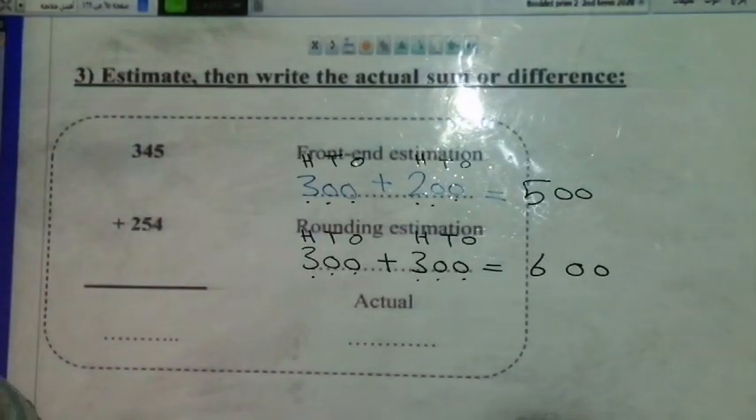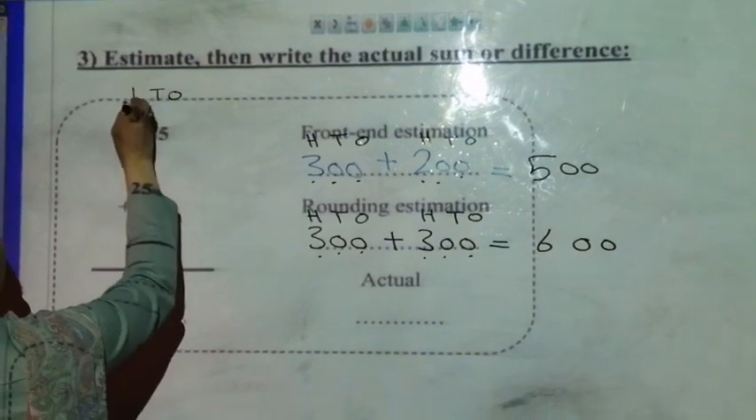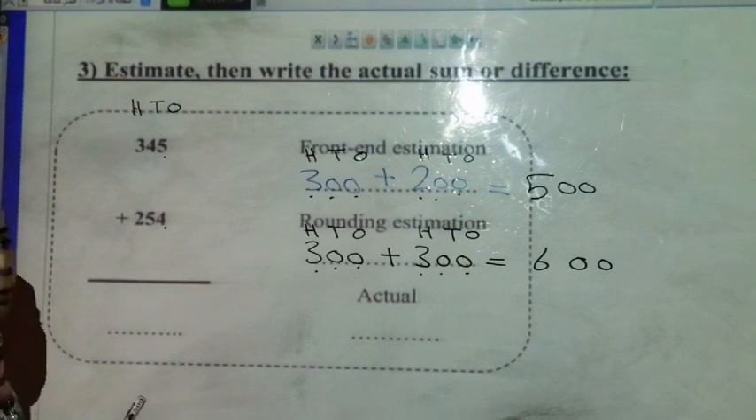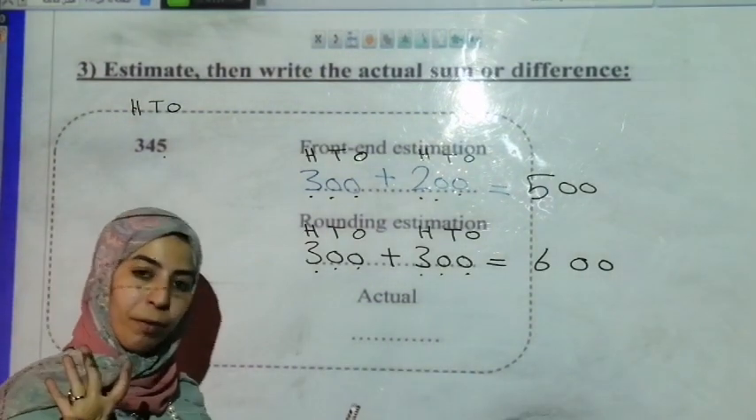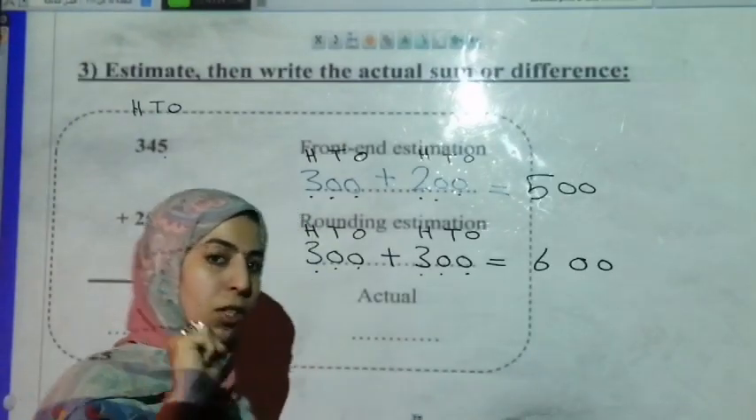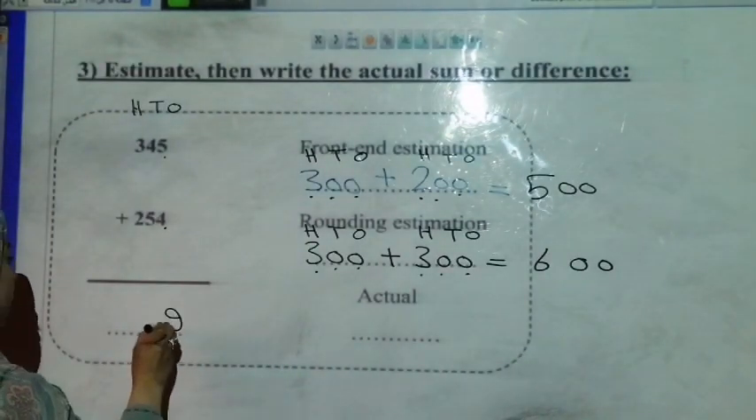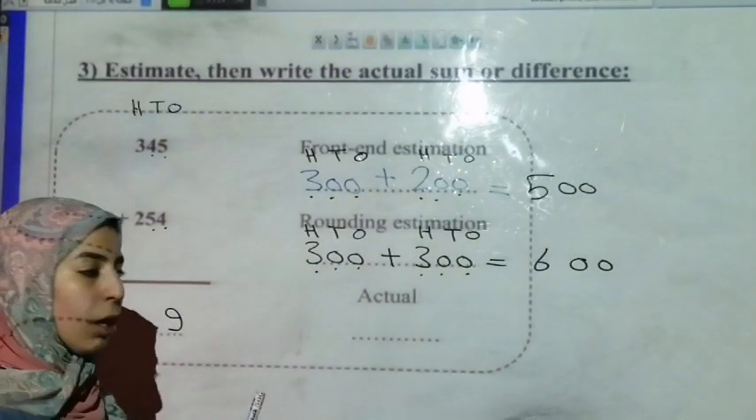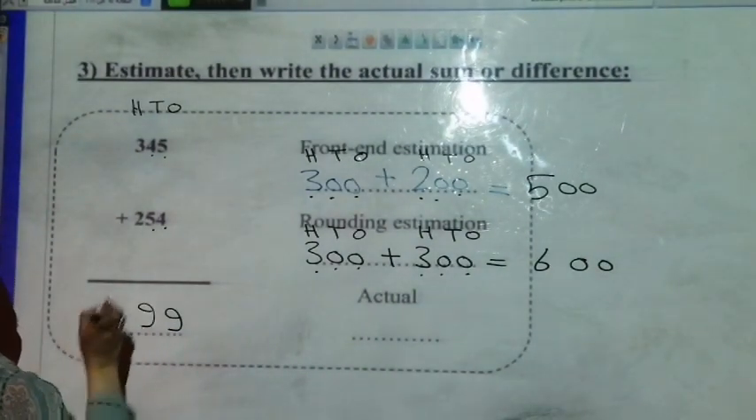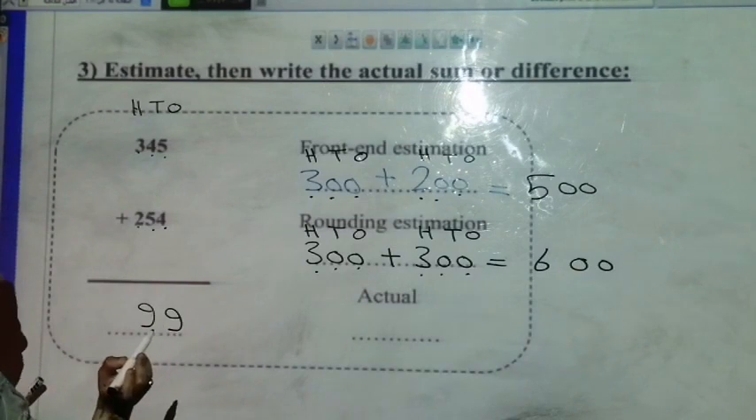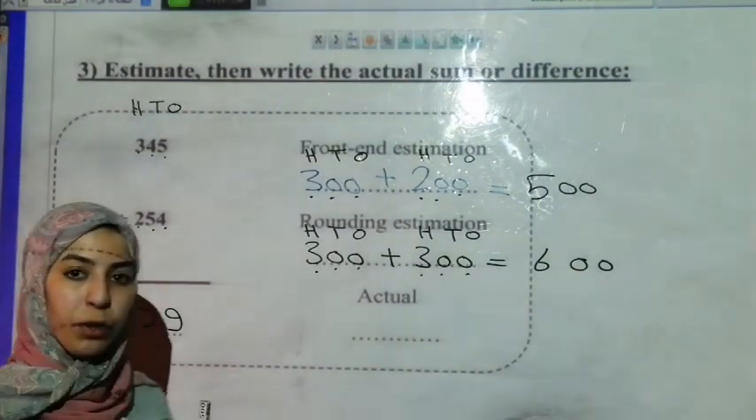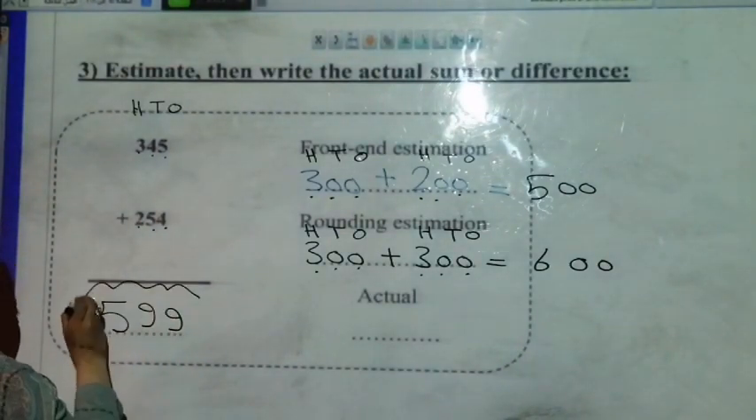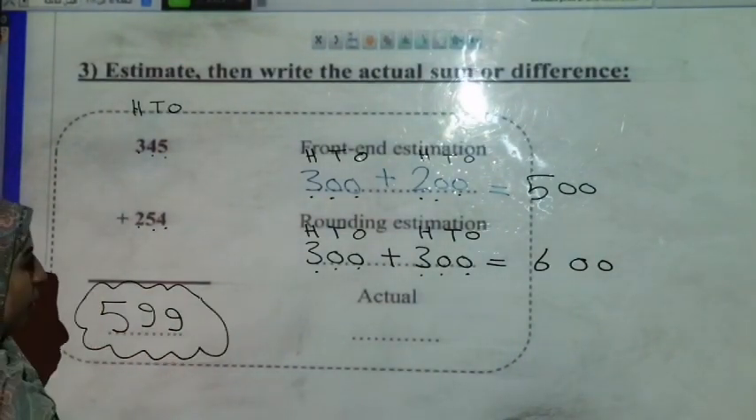Okay. Here I have ones, tens, hundreds. Start from ones. 5 plus 4. Put 5 in my mind, 4 on my fingers. After 5: 6, 7, 8, 9. Write 9 under units. Then tens with tens. 4 plus 5, again 9. Lastly, hundreds with hundreds. 3 plus 2. After 3: 4, 5. So my actual sum is 599.